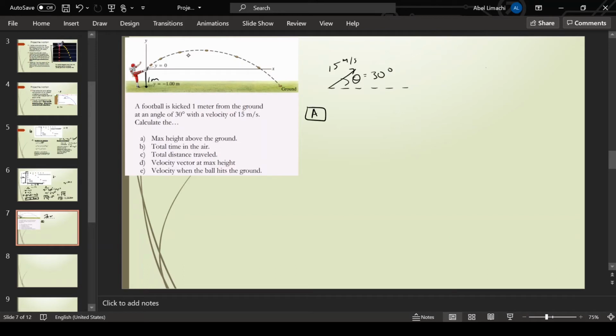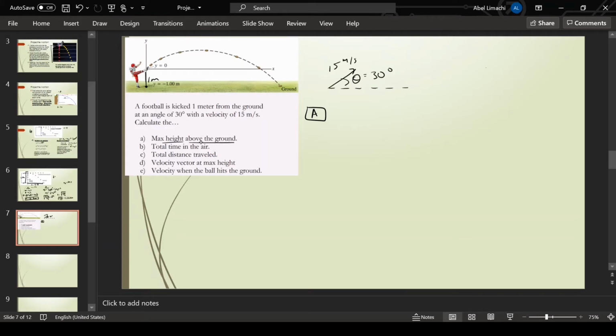Max height above the ground. Alright, so we know what the ground is. It's the grass. If we pretend that the ground was right here, it makes everything a lot easier. If you ignore this bottom part right here, you can picture it as just a normal projectile. So you need to find the max height above the ground.